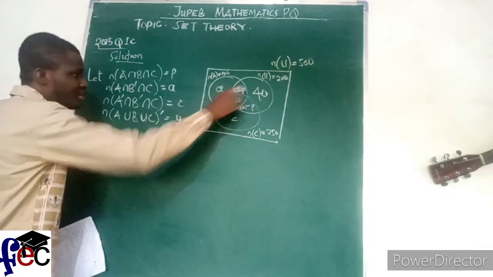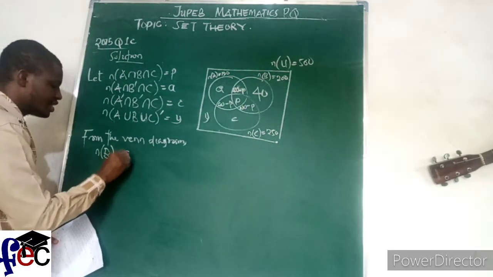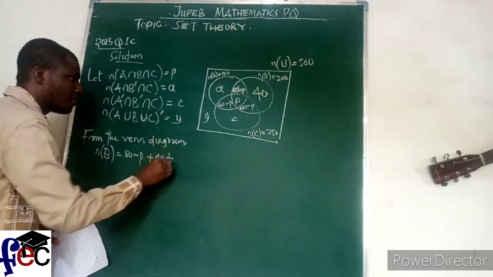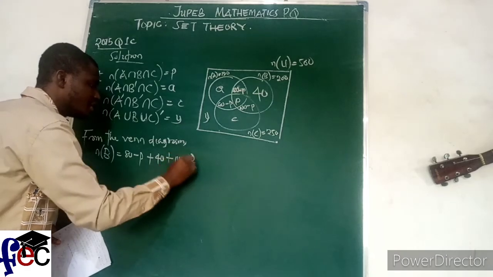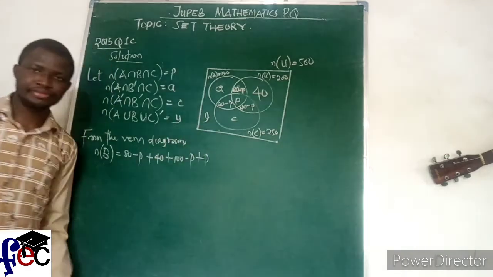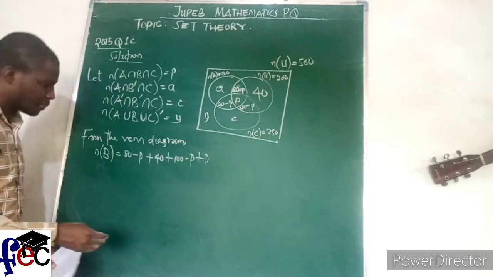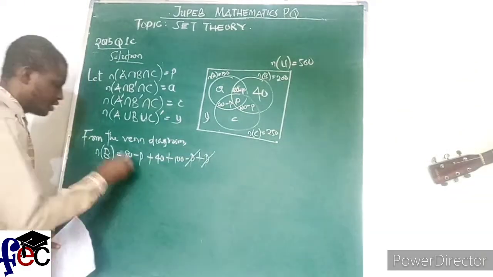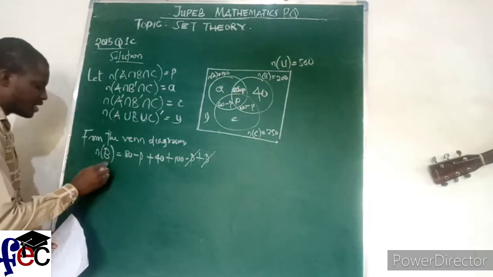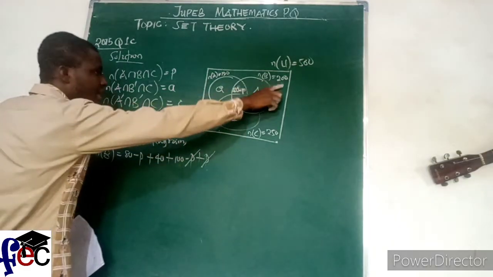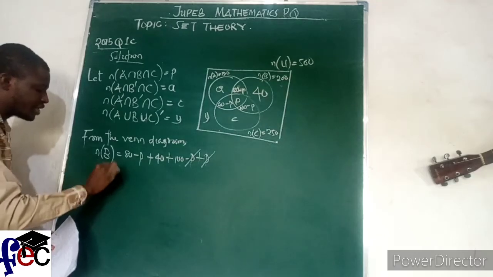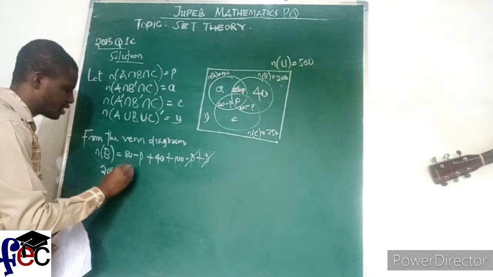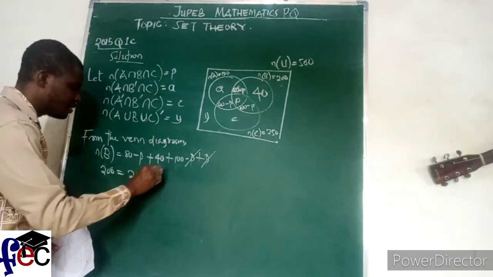So cardinality of B is going to be 80 minus P plus 40 plus 100 minus P plus P. So I can easily get my P from here. Minus P plus P will be 0. Okay, so that this will give me, add up these numbers. What is the cardinality of B from here? 200. I have 200 equal to 80 plus 40 is 120 plus 100, that's 220 minus P.